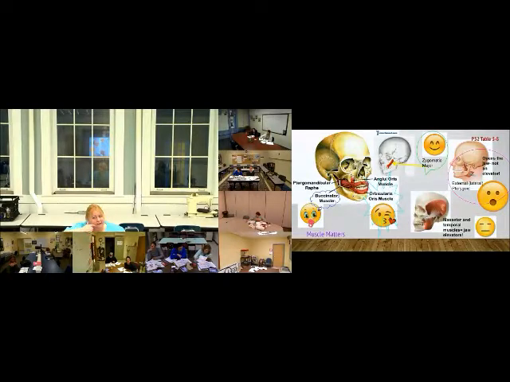Zygomatic major raises the corner of the mouth to smile. The external pterygoid opens the jaw, so it is not an elevator. It does not close it. It is an opener. And the masseter and temporal muscles are jaw elevators or closers.